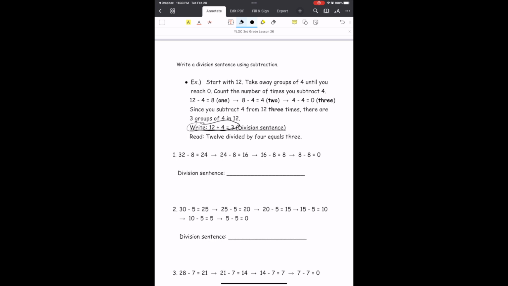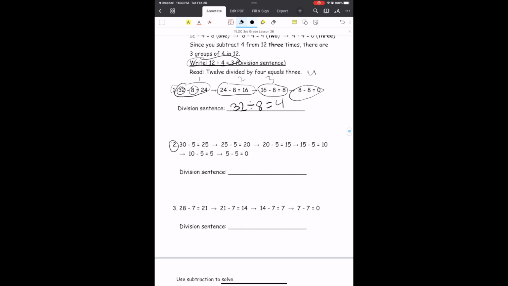Well, let's just do it here. So we know we start with 32, and then we're going by 8. So we know it's going to be 32 divided by 8. And how much is that going to equal? Well, we can always count up the number of subtractions. So this is 1, this is 2, this is 3, and this is 4. So 32 divided by 8 is equal to 4.